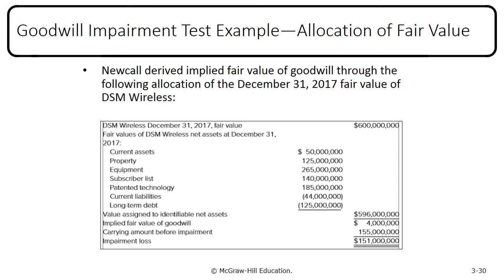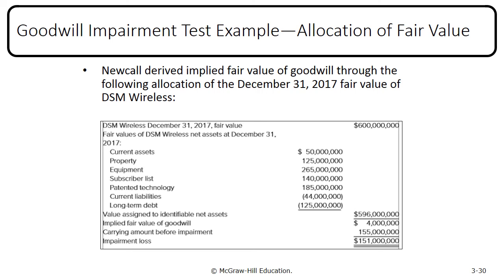So there's a listing of all of their company's net assets. So DSM Wireless would sell for 600 million. The fair value of its net assets are 596 million. So at December 31st, the implied fair value of goodwill is only 4 million. People would only pay 4 million more than the fair value of the net assets. Currently, New Call has goodwill listed at 155 million.